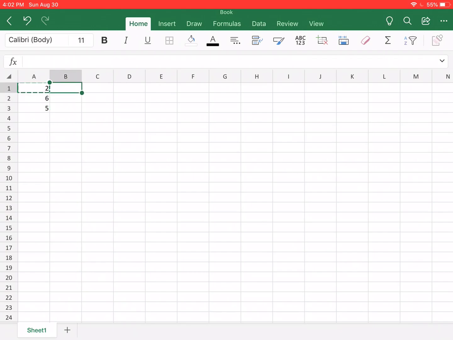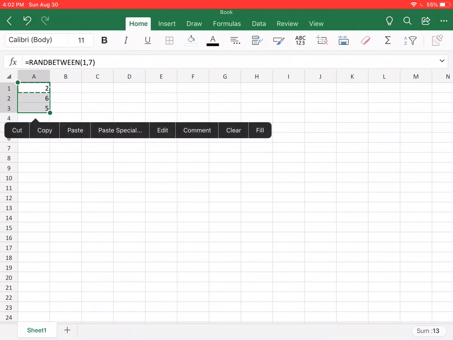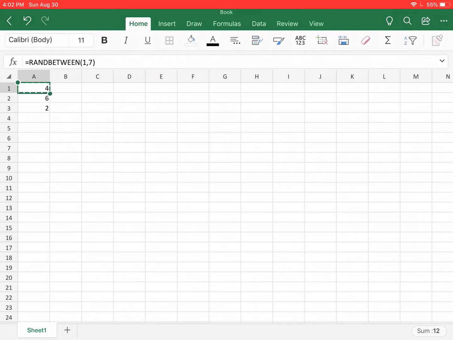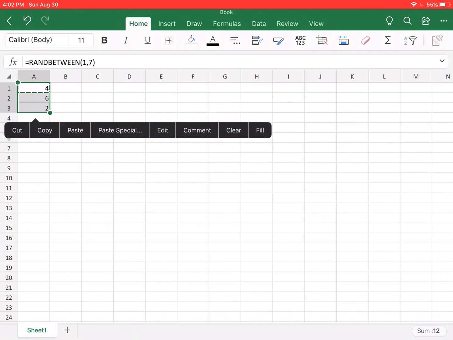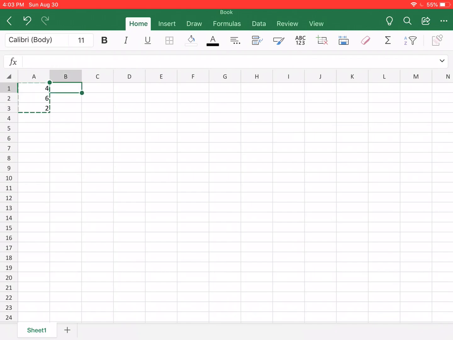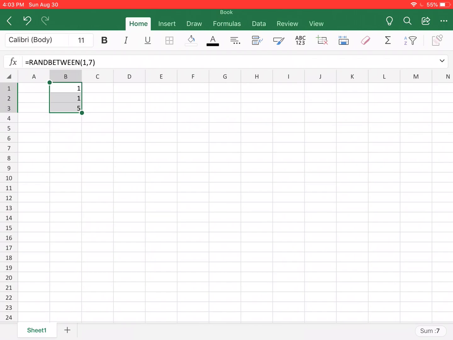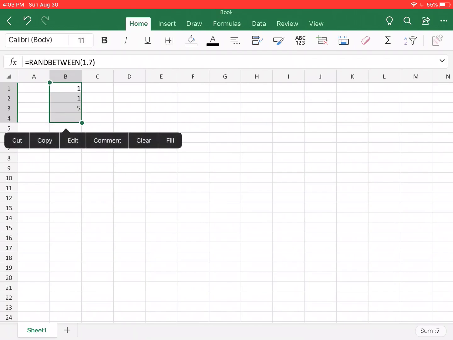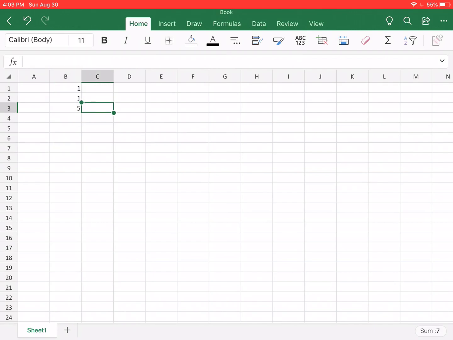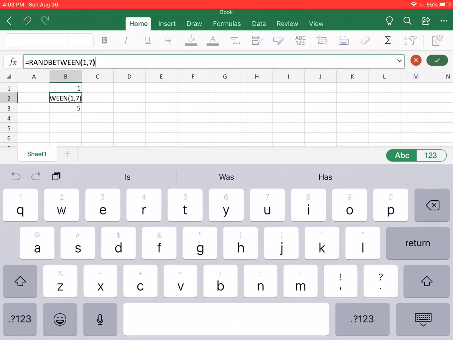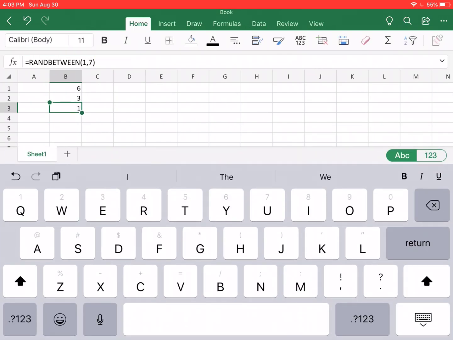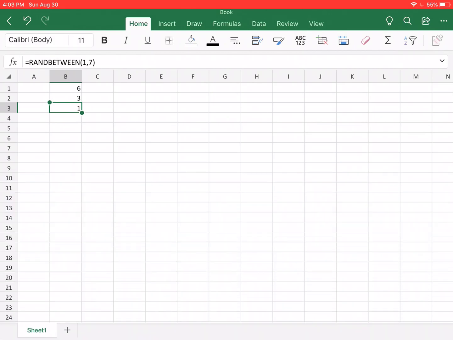Let's try to get some different numbers in here. Let's see, let's cut those. Paste in there. Okay, so we got a duplicate. If that happens, then you can just get it again. There you go. Every time you refresh it, it pops up with different numbers. So it is truly random. So we got 1, 3, and 6.